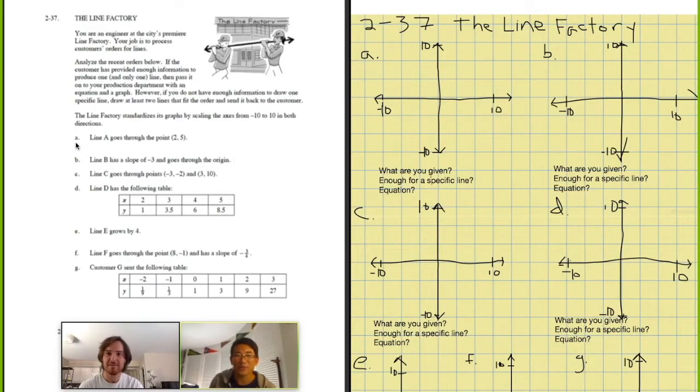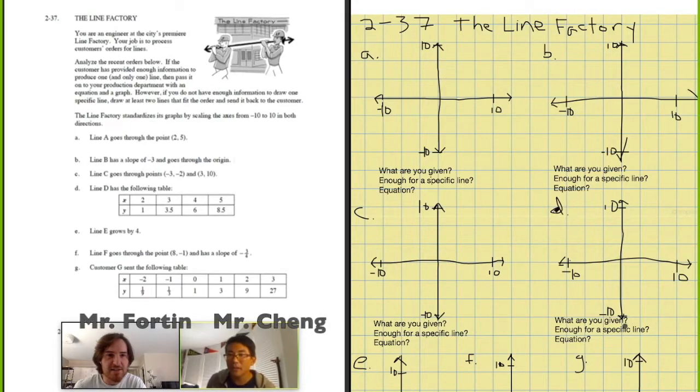Absolutely. Line A goes through the point 2,5. Sounds good. Okay, so we have an order for a line A. It's going through the point 2,5. So it looks like I have my x coordinate here at 2. So if this is 10 right here, I'm just going to sketch this. All these are just sketches. If you notice here, it says that you have to standardize your graphs by scaling the axes from -10 to 10, -10 to 10. So we try to do that on all axes here.